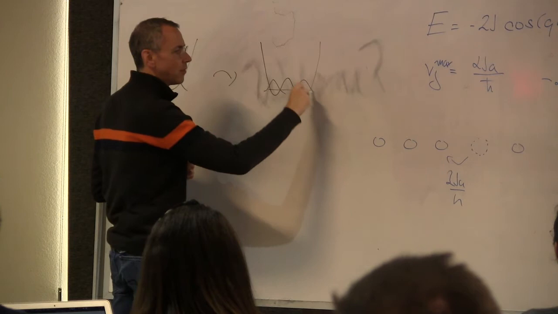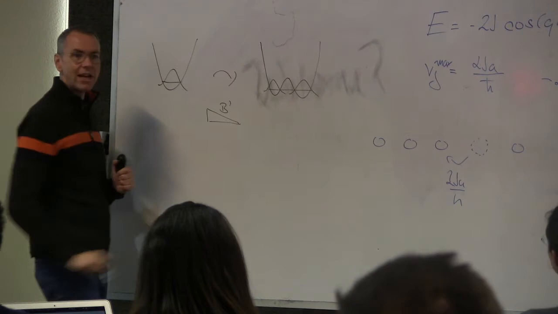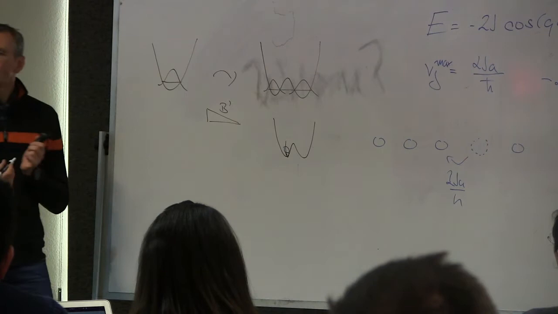But we want to do this now under the action. If we now apply, during the splitting process, a magnetic field gradient, and this is maybe a spin down atom, then this spin down atom will not end up in a delocalized position, but will be pulled to the site which is lower in energy.